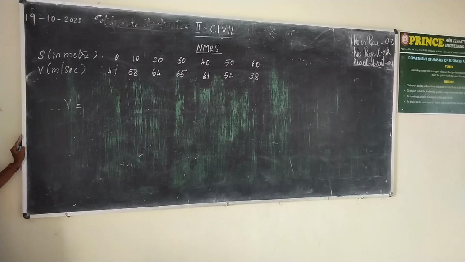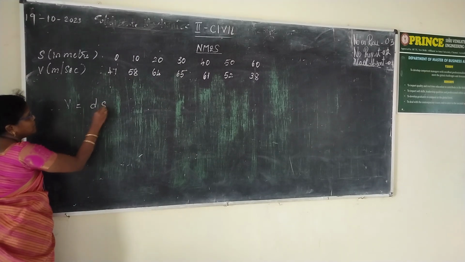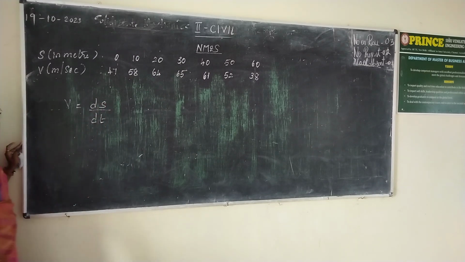I asked you to note down all those formulas yesterday itself. What is velocity v equal to? Rate of change of displacement. What is the notation for displacement? ds by dt. Velocity is ds by dt. Okay, at least now you try to note down and memorize it. So what is velocity? ds by dt. What you are supposed to find?